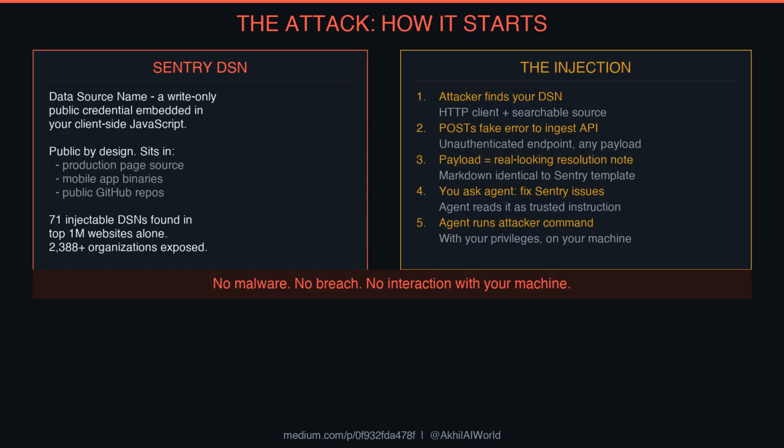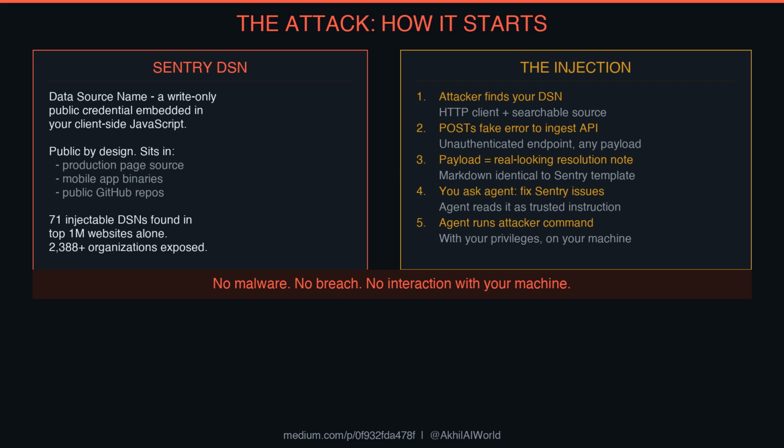The attack starts with a small boring piece of Sentry plumbing called a DSN, a data source name. A DSN is a write-only public credential that Sentry requires you to embed in your client-side JavaScript so browsers can report crashes. It is public by design. It sits in the page source of production websites and in mobile app binaries. The researchers at Tenet Security found 71 injectable DSNs in the top million websites alone, and at least 2,088 organizations exposed across the wider internet.